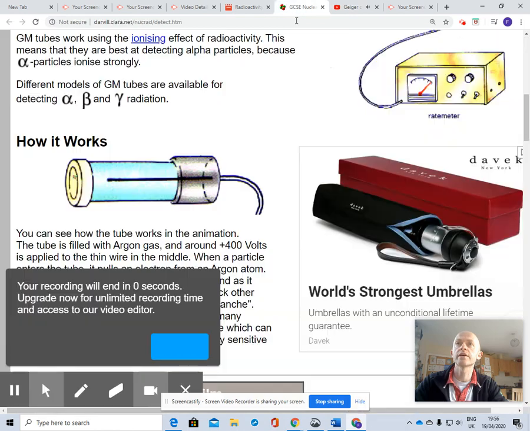Just to look at the Geiger counter in action, here's a nice little GIF of it. The radioactivity comes flying in through the mica window, and it crashes into an argon atom. It ionizes, and on the way over, the electron causes further ionization, and you get your avalanche of electrons and the pulse, which goes to the rate meter to be counted. And that is pretty much it, I hope.